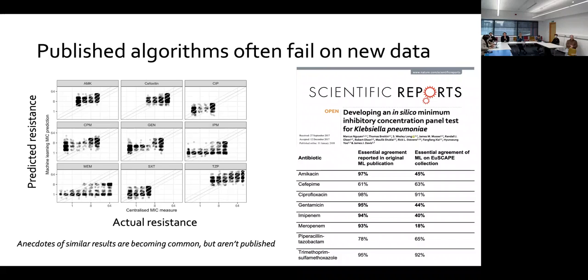I've heard other people saying similar things, that they downloaded an algorithm and were going to use it in their own study, but it was so terrible that they had to abandon the project because it just wasn't producing anything useful.